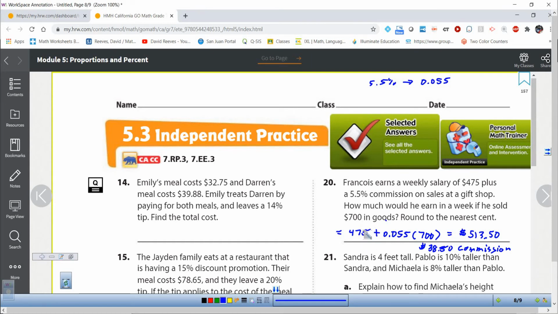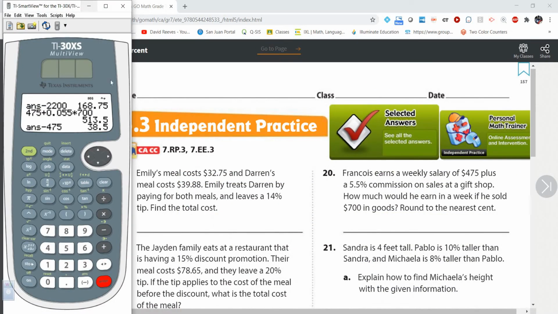$475. Again, they didn't ask for it in this problem, but many times they're going to ask you for both, okay? This part right here represents his commission. That part here is his salary. And the salary plus the commission gives you his total earnings. All right, so that's how you do commission.